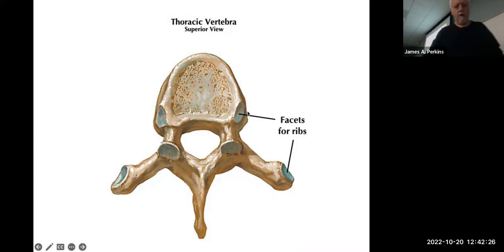So there are cartilaginous facets or joint surfaces on the body of the thoracic vertebrae that articulate with one part of the rib. And then there are also cartilaginous facets out at the tip of the transverse processes of the thoracic vertebrae that articulate with a different part of the rib. So then let's take a look at a rib in a little bit more detail and see how it actually articulates with different parts of the thoracic vertebrae.